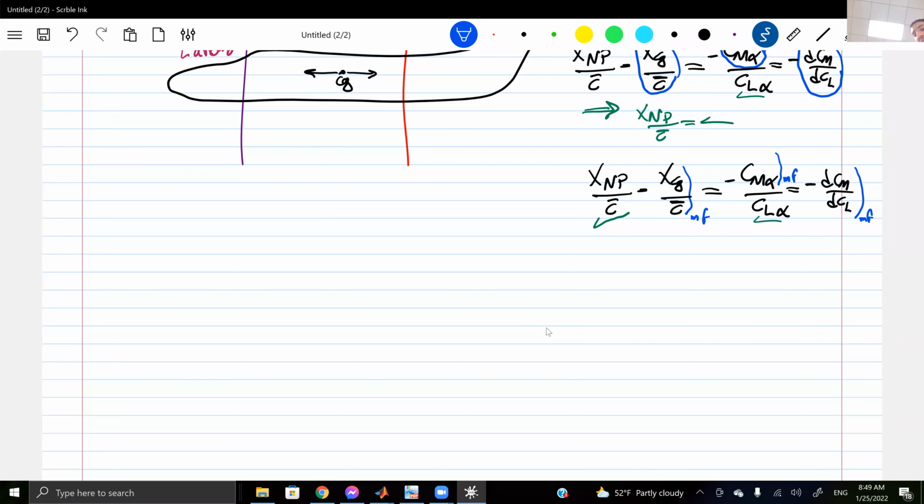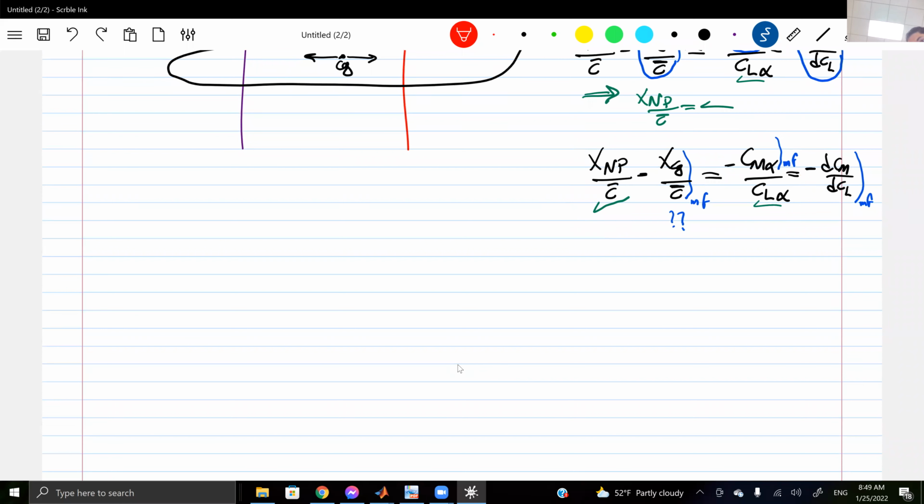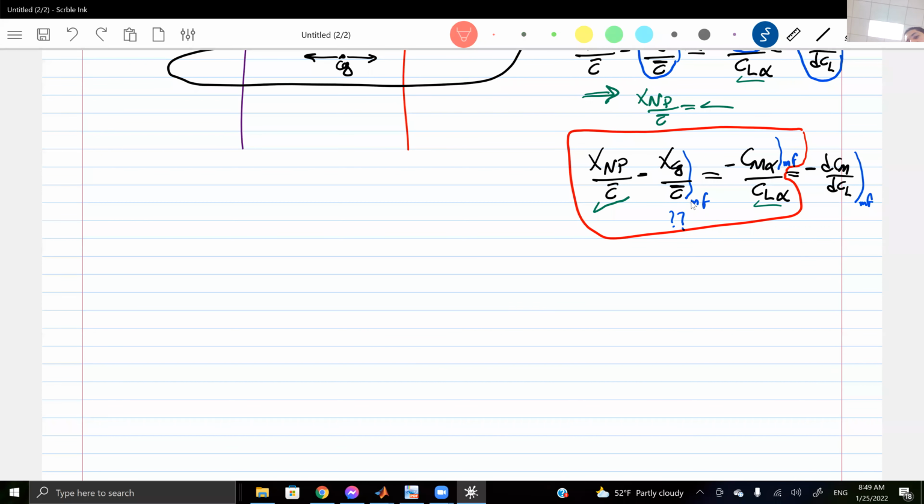If I am going to get this XCG from this equation, this is my unknown. Anything else should be ready. So if I'm using this right-hand side, for example, look at this. The neutral point is already obtained. CL alpha, I have it from before, and I need to get the XCG.